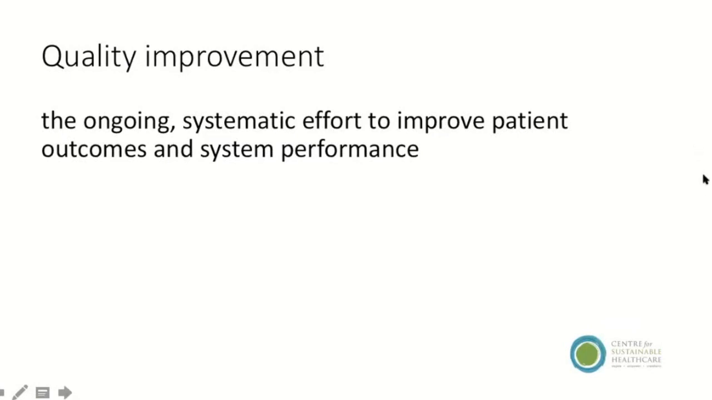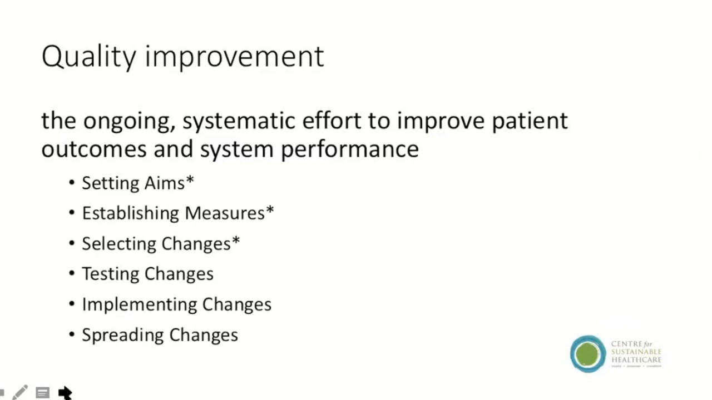So just to show you how it fits into a mainstream generic quality improvement model, one definition of quality improvement is that it's the ongoing systematic effort to improve patient outcomes and system performance. There are many different quality improvement models, but most of them have these steps included within them. They would include some phase of setting aims, establishing measures, selecting changes, testing those, implementing those changes, and then spreading them.